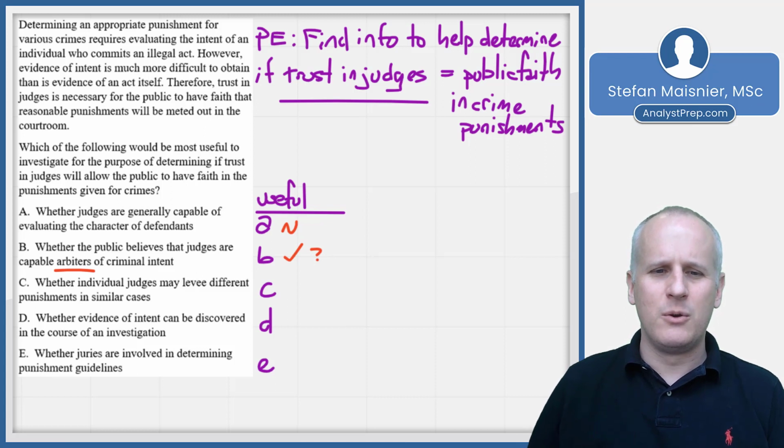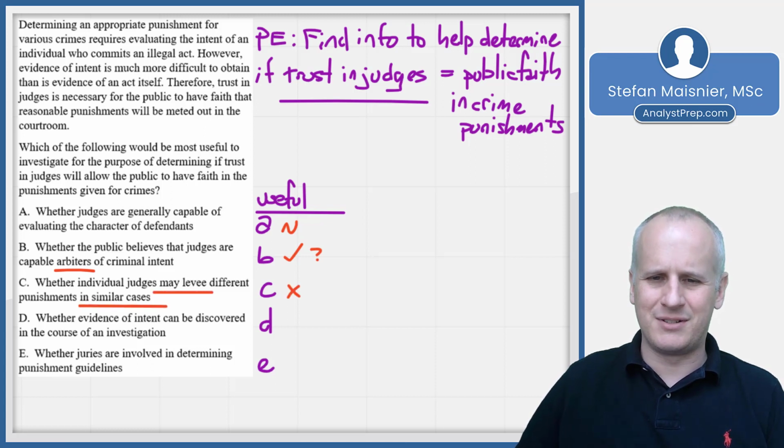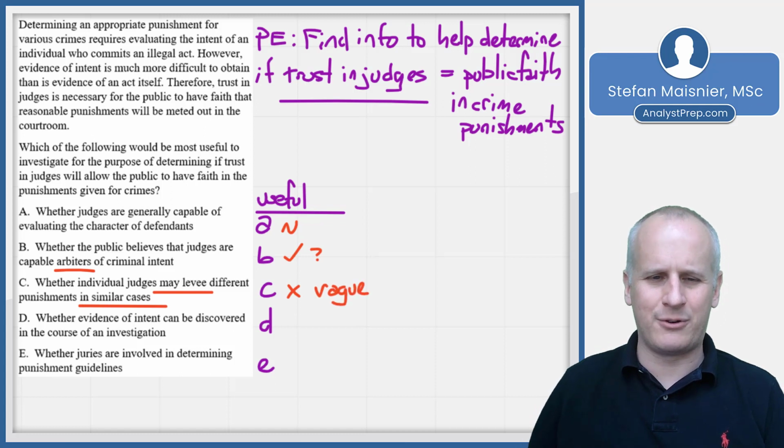Now, choice C, whether individual judges may levy different punishments in similar cases. Well, there's a bunch of vague terms, and we can eliminate choice C for that reason. Then choice D, whether evidence of intent can be discovered in the course of an investigation. Well, we already said that it's hard to find. Does figuring out if it's possible to find really help? Not really. So this would be a task reversal because you're like, well, we already said it's not easy to find that evidence of intent. So that's why we got to go to the judges and put trust in the judges for public faith in crime punishment. So D's just kind of irrelevant broadly.